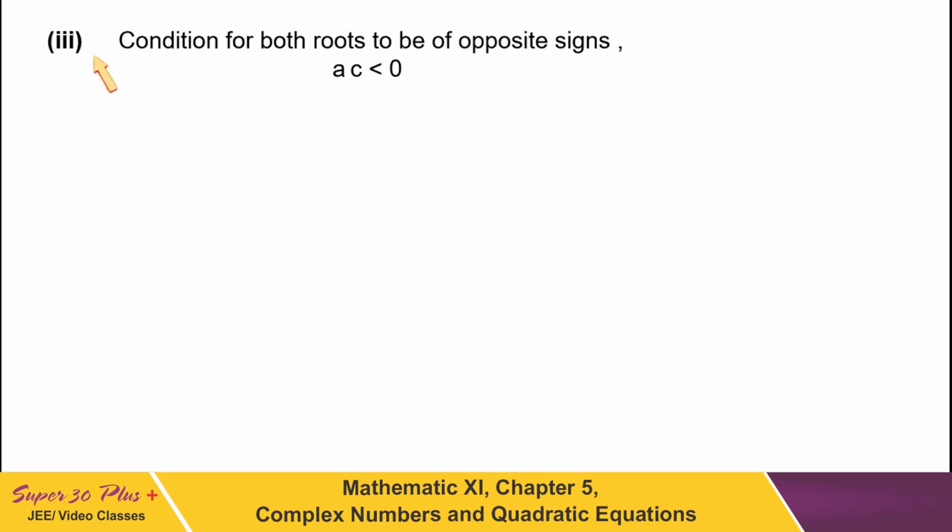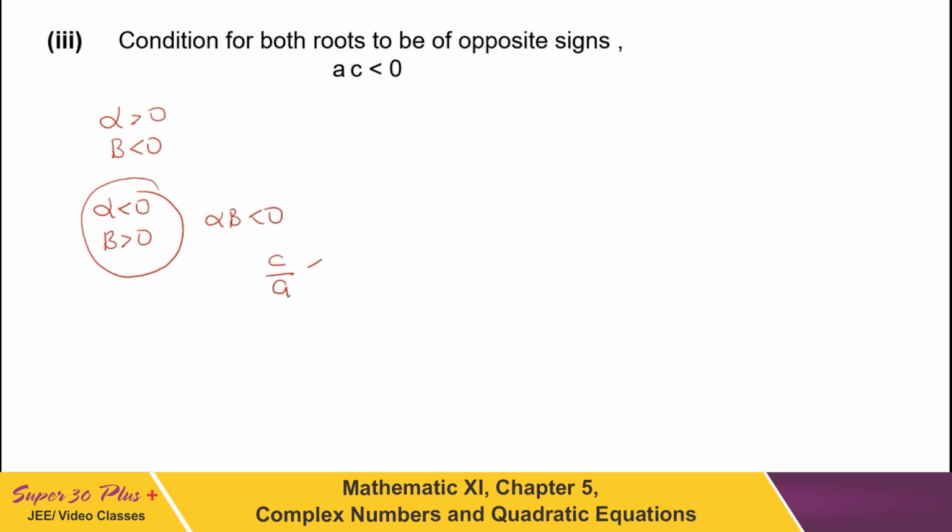Third condition is here. Condition for both roots to be of opposite sign: let alpha be positive, then beta is negative, and if alpha is negative, then beta is positive. So we can say fundamentally that the product of the roots is negative. What is the product of the roots? c upon a. This is negative.